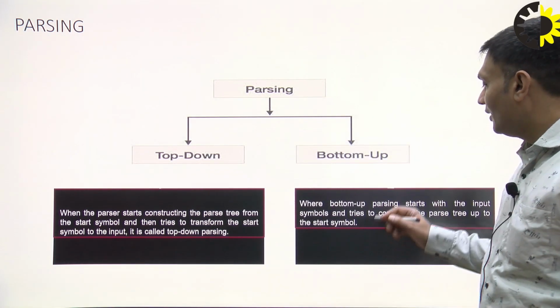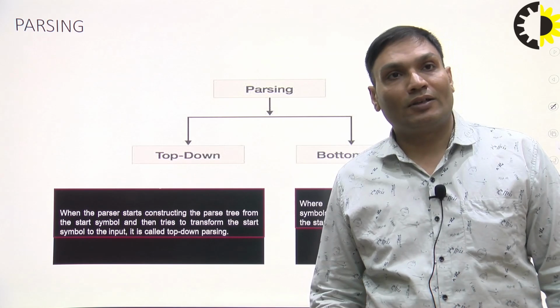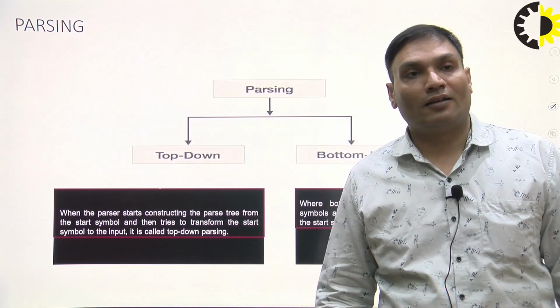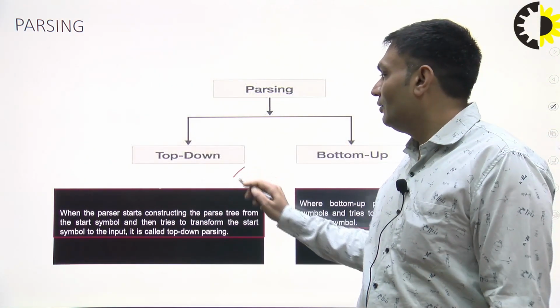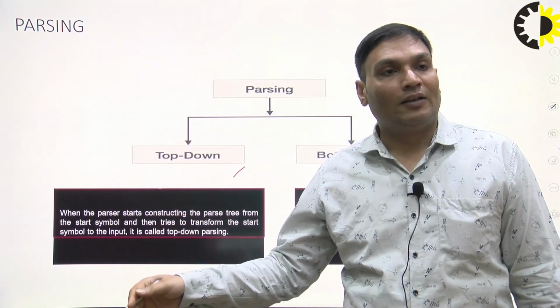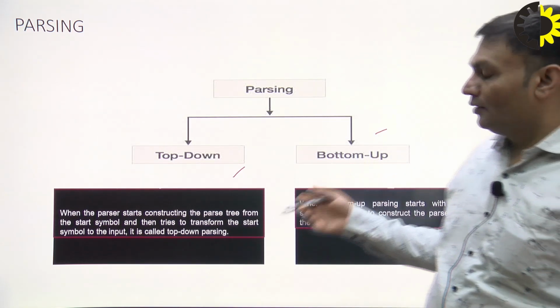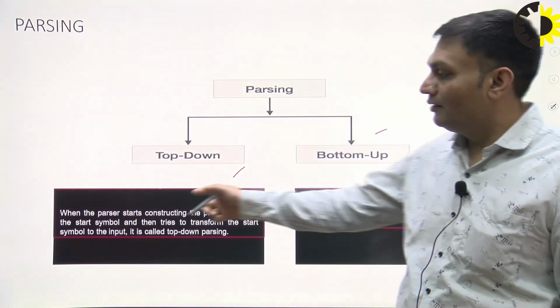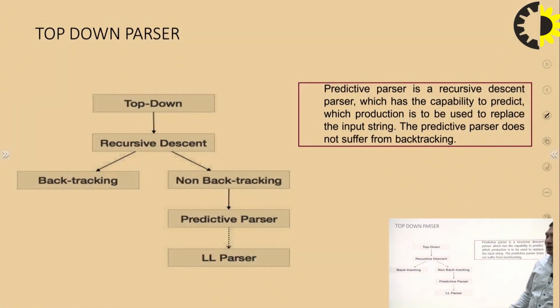And when we start from the input symbol and try to construct the parse tree in such a manner that we reach the start symbol, then this type of parsing is called bottom-up parsing. So, parsing can be of two types, top-down and bottom-up. In top-down, we are generating the parse tree from top to down, and in bottom-up we are generating the parse tree from bottom to top. Here we are reaching the starting symbol, here we start from the starting symbol. Today we will discuss the top-down parser.